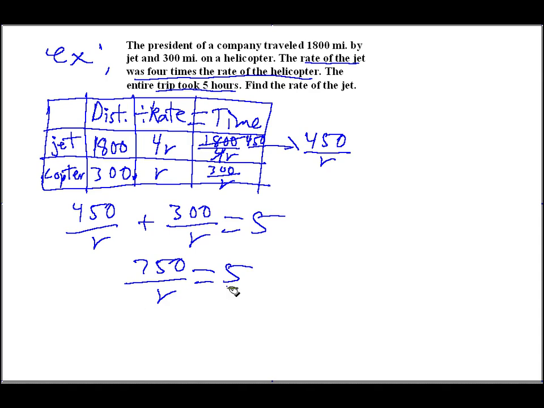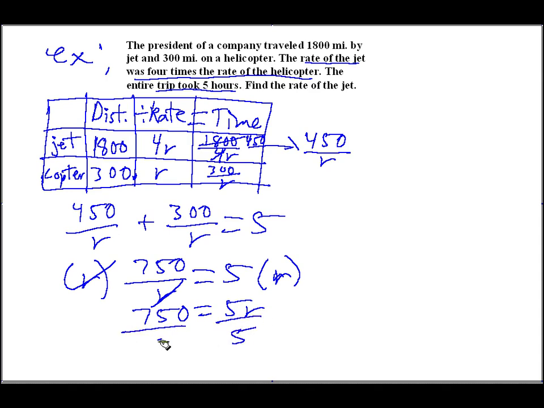Now, we haven't solved too many equations with the variable on the bottom, but when you have a fraction, you want to get rid of the denominator, so get rid of the R. How do I do that? Multiply both sides by R. So the R's drop off on the left, and I get 750 is equal to 5R. Now divide both sides by 5 to solve for R.